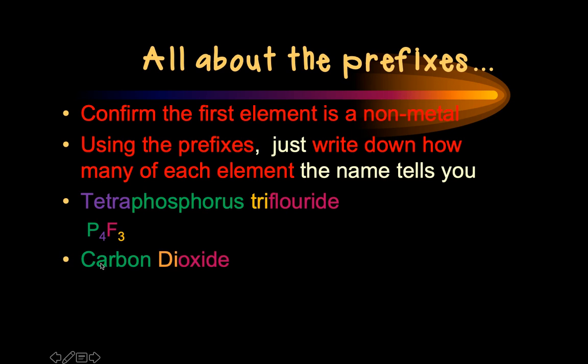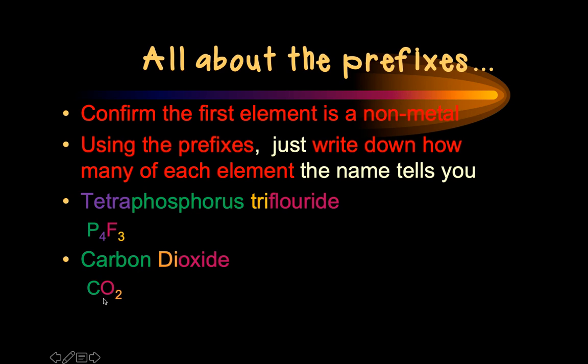Let's do another one. Carbon dioxide. Okay, so first element, is it a nonmetal? Carbon? Yes, it is. It's on the right side of the stair-step line. Oh, wait a second, but there's no prefix. Wait, if there's no prefix, how many must there be? Yep, you got it, just one. So capital C for carbon, dioxide. Oxide means oxygen, capital O. Di means two. So CO2.